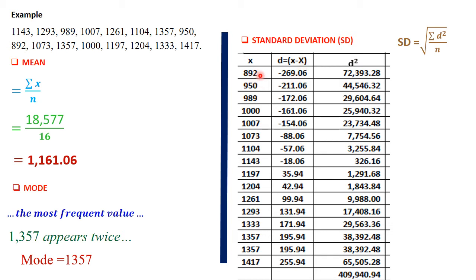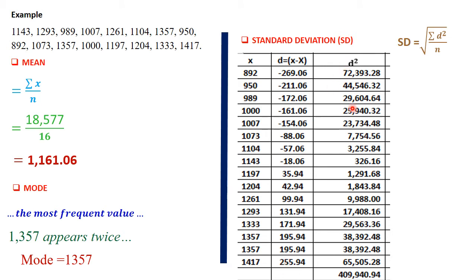In our case, it's 892 minus the mean, that is 1161.06. So if you subtract, you get minus 269.06. Again, you have 950 minus the same figure, you get minus 211.06. The next figure, 989 minus 1161.06 gives us negative 172.06, all the way up to this figure here, which is 1417 minus 1161.06, and so the answer is 255.94. So that gives us the D value, which is the deviations from the arithmetic mean.